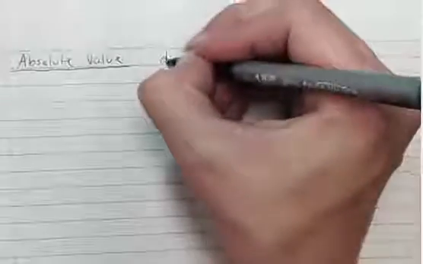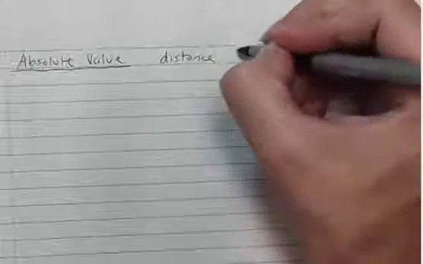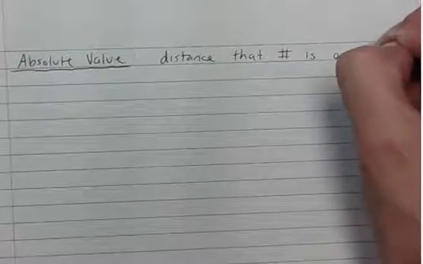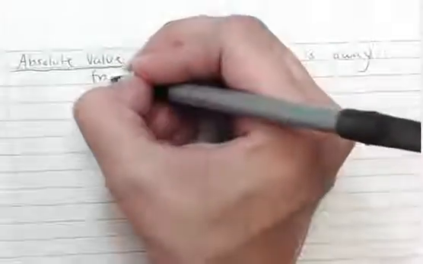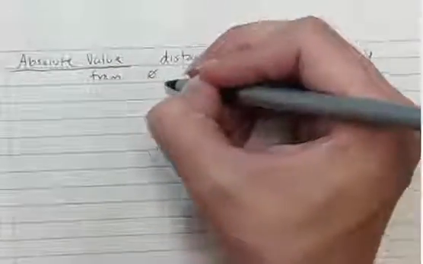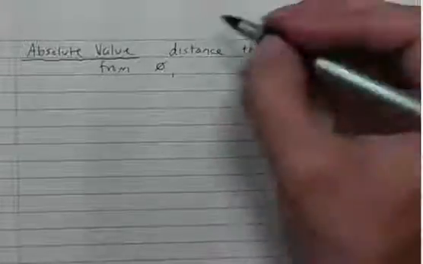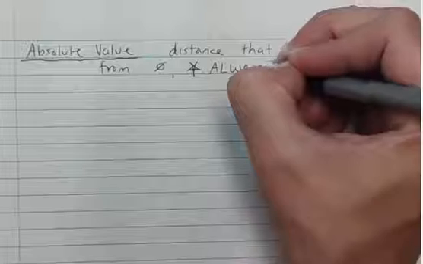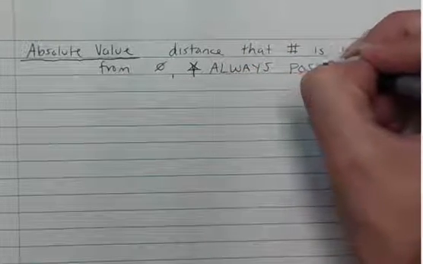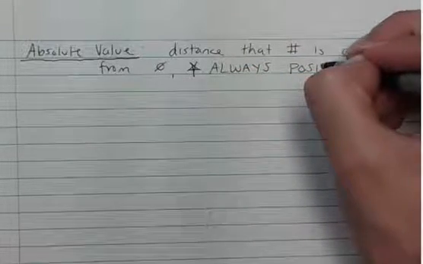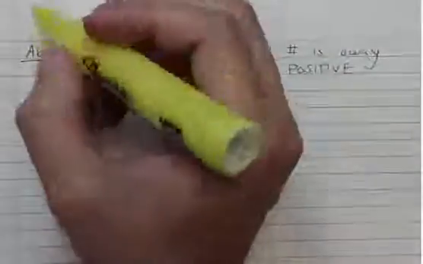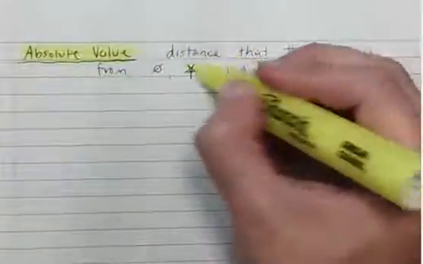Okay, so absolute value, what is that? That is the distance that the number is away from 0. And one thing I also want you to write down is put a star that whenever I take away those bars, my answer is going to be positive. When I drop the bars, the number coming out of it will be positive.